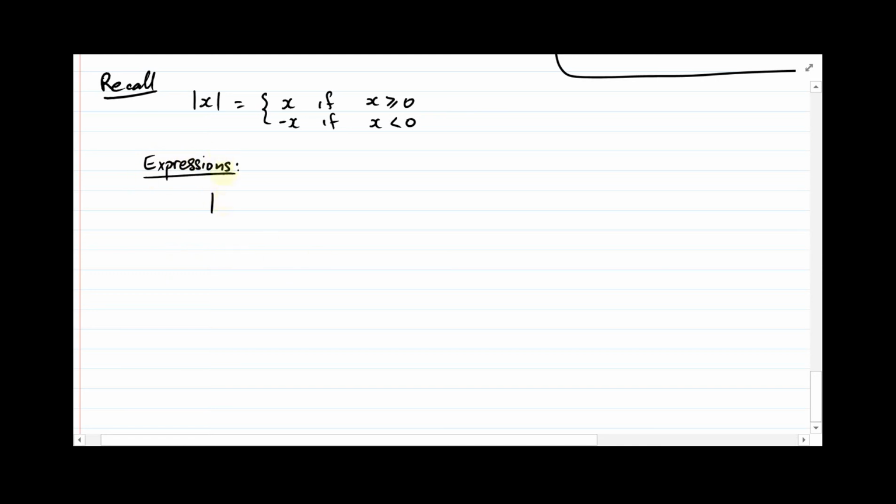Absolute value of x minus 5. There would be two meanings to that. It would be itself, x minus 5, if x minus 5 is greater than or equal to 0, or the negative of itself if this is less than 0.